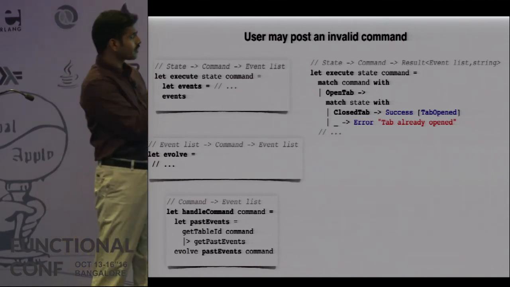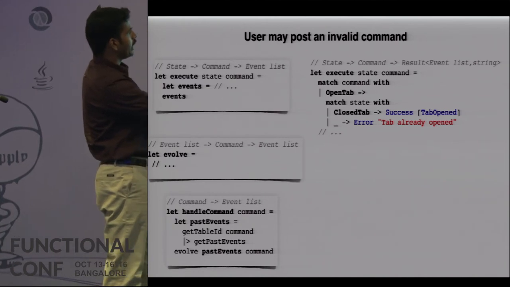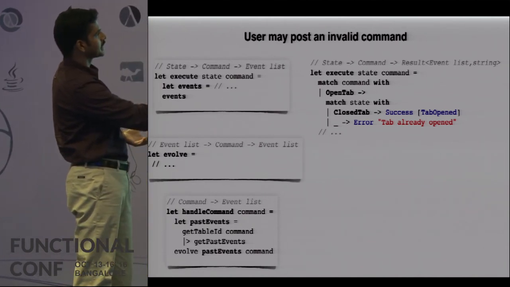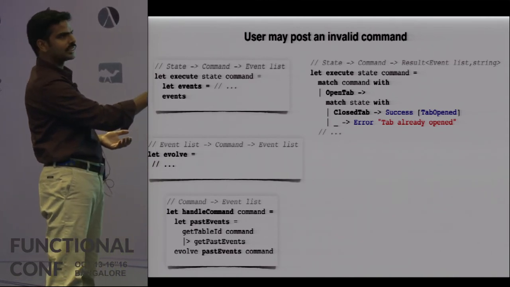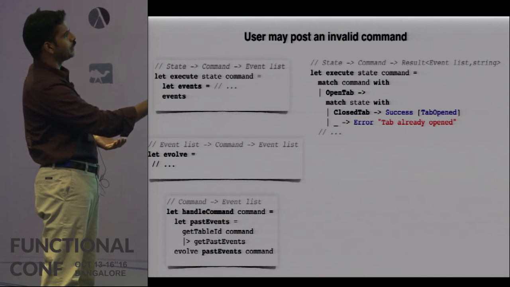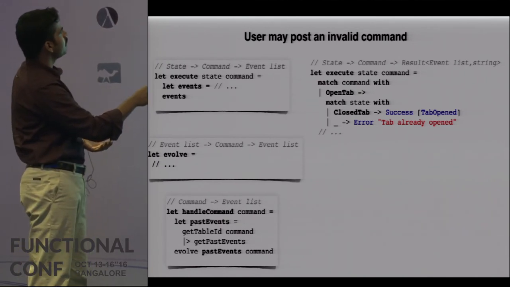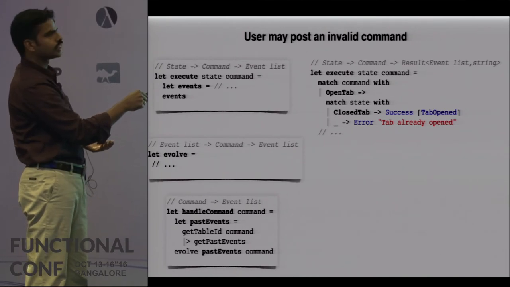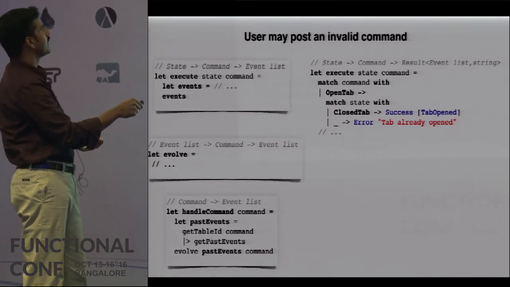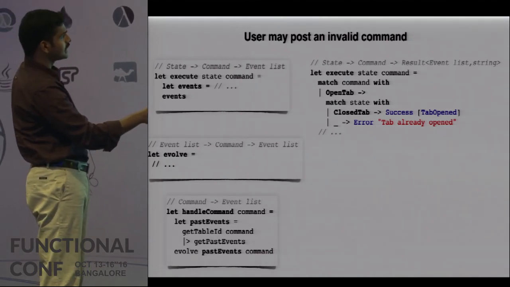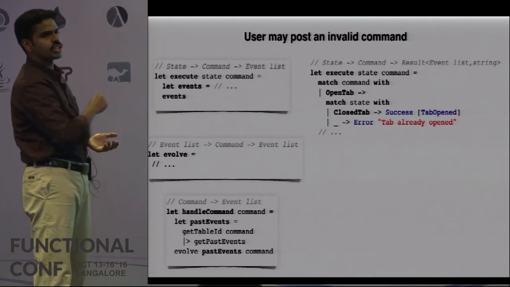So what we do is pattern matching here. If the command is open tab and the state is closed tab, it is a success. If it is not, there is a wildcard which matches all other states, and it says the tab has already been opened. So the change here is, earlier we were returning an event list. Now it is a result of event list or a string, which means it can be either success or an error. In case of error, it will have an error message.